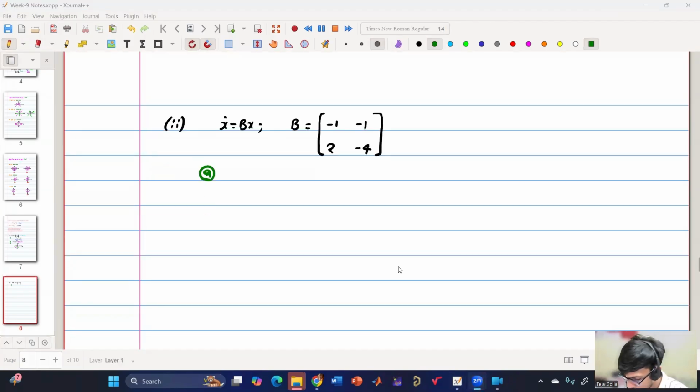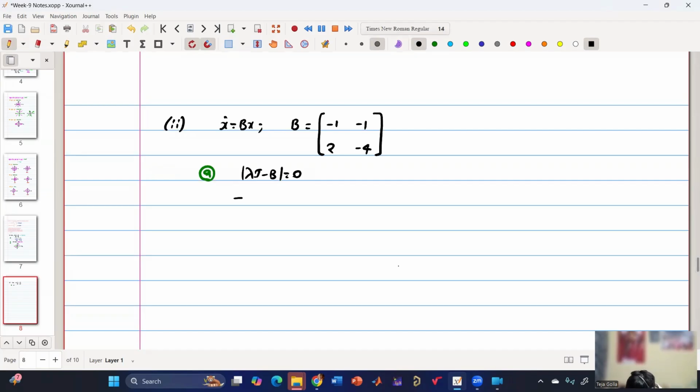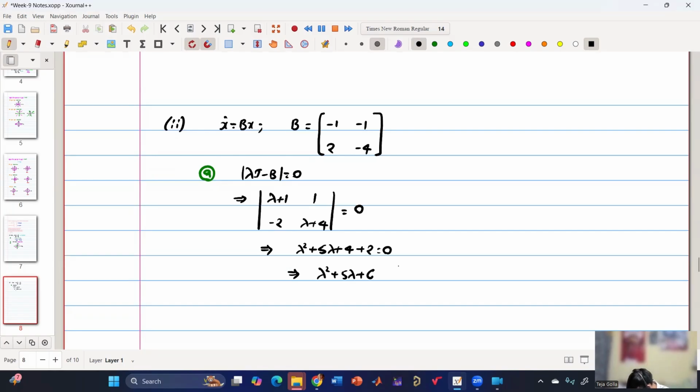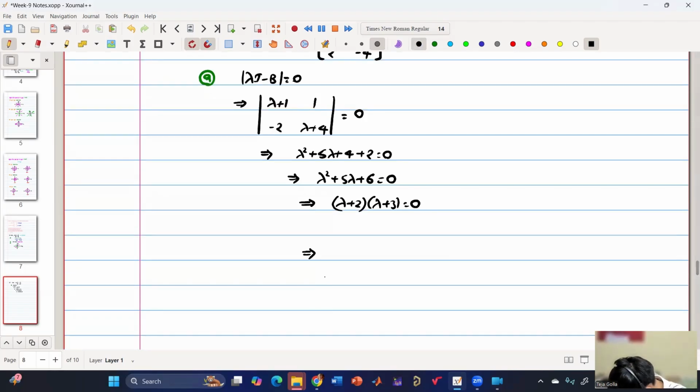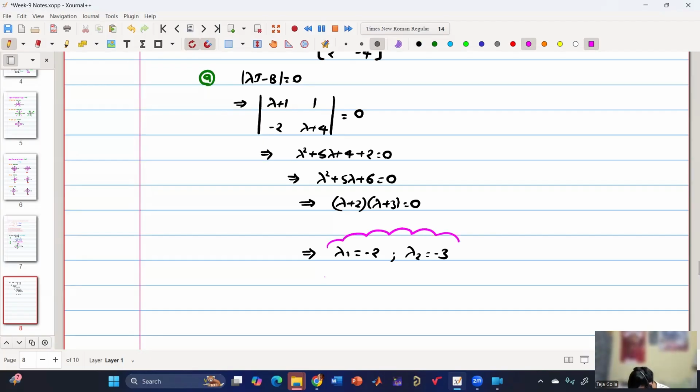So let me quickly solve. So we know that we have to do lambda I minus b. Determinant of this is equals to 0. So I'll get lambda plus 1, then 1, -2, and then lambda plus 4. And the determinant of this should be 0. So now I'll have to calculate lambda square plus 5 lambda plus 4 plus 2 equal to 0. So now I'll get lambda square plus 5 lambda plus 6 is equals to 0. Then I'll get lambda plus 2 into lambda plus 3 is equals to 0. So I'll get lambda 1 equal to -2 and lambda 2 equal to -3. So very good. It is matching.